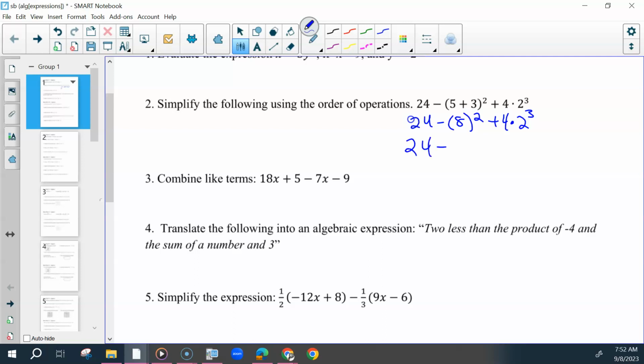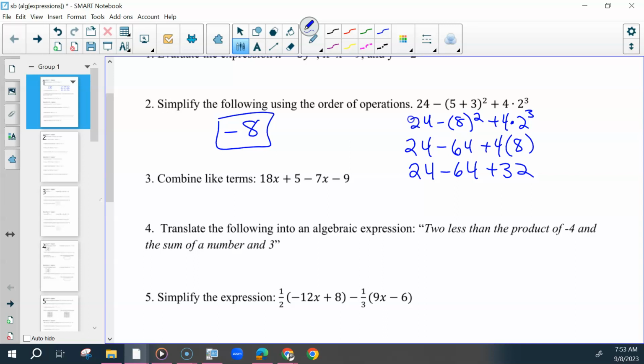So 24 minus 64 plus 4 times 8. Then multiply your 4 and your 8. And then subtract and add. So 24 minus 64 would be negative 40. Negative 40 plus 32 should have been negative 8. Okay, so make sure you have that work and that answer written on that.